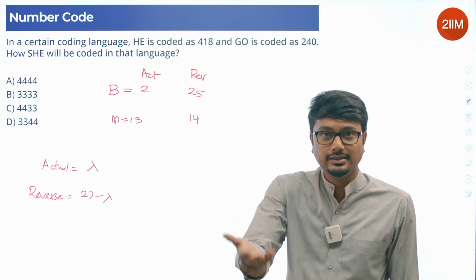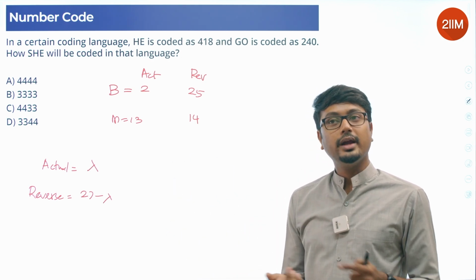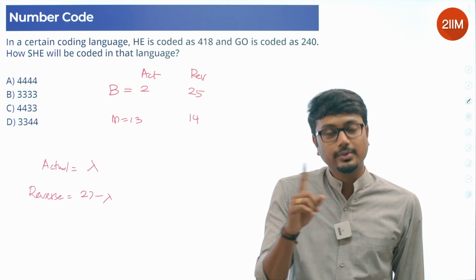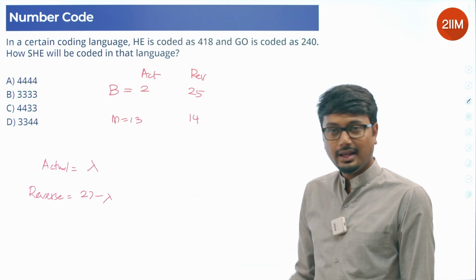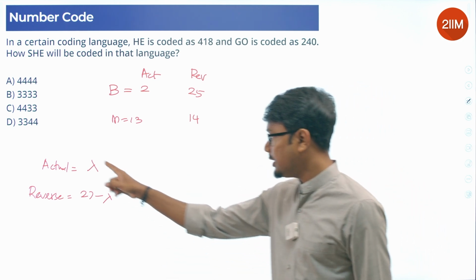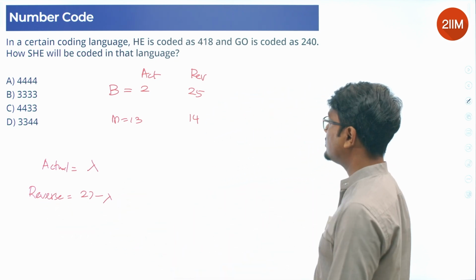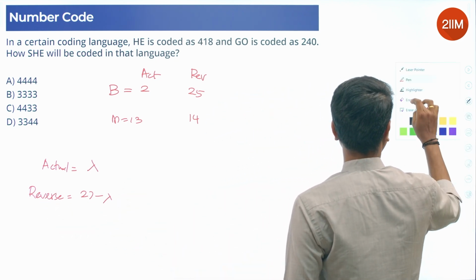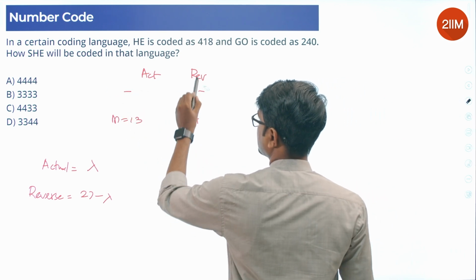Okay, you take Z. Z is 26. In reverse, Z will be the first letter. 27 minus 26 is 1. You can think like this. So this should be the clue. Based on this clue, we are going to work on it. So I am going to erase these values.